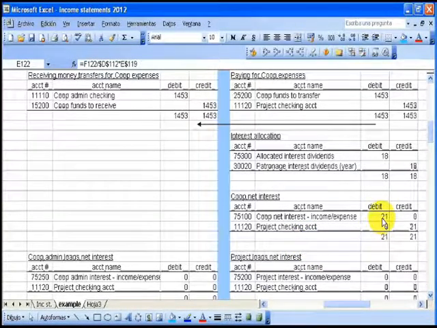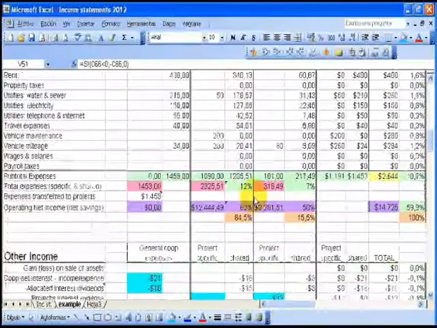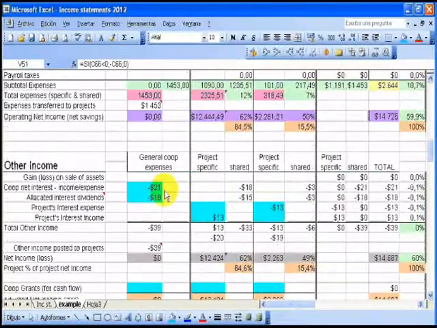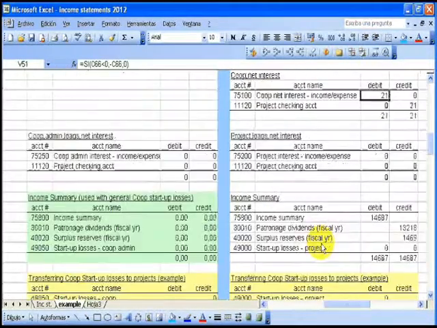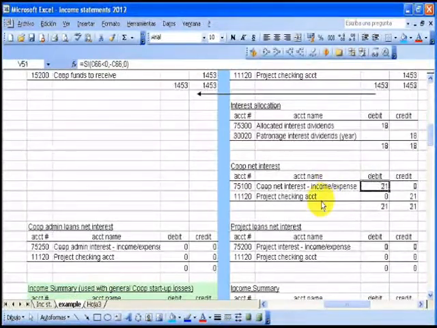And if you look, this $21 comes directly from C66. And that's actually over here. That money right there, that $21. That just automatically comes over here.